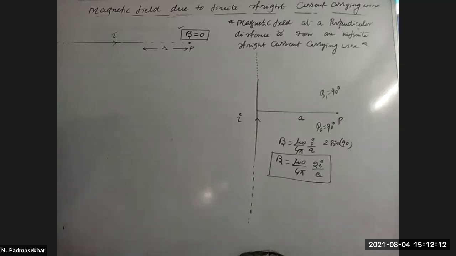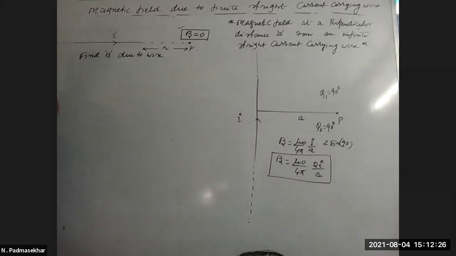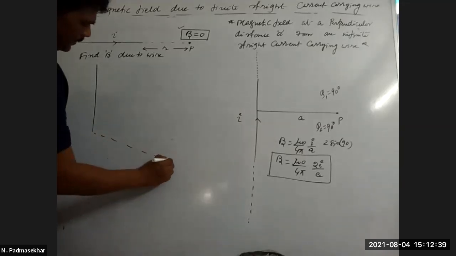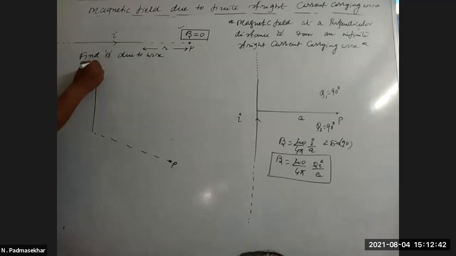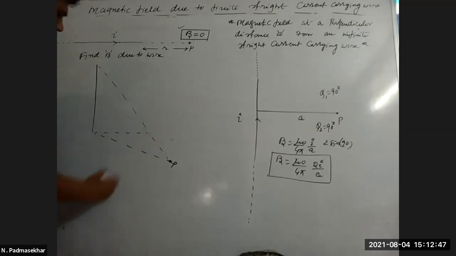So now, see, find B due to wire. It is given like this, look here. This is our point of consideration. Here P is there.